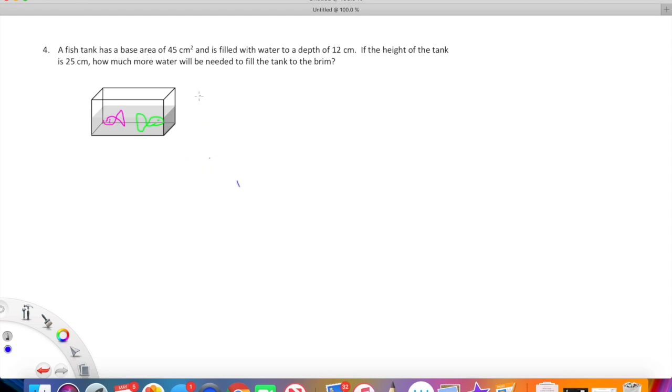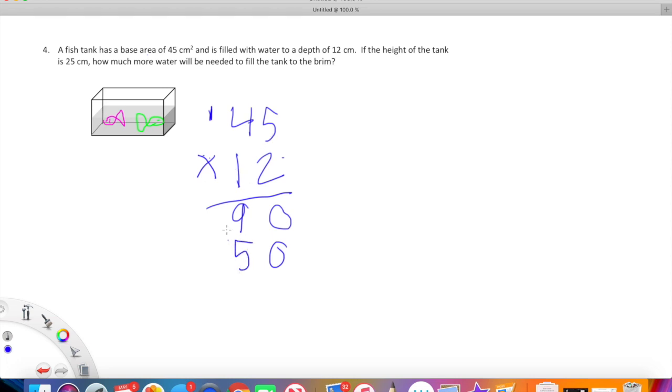Okay, so we know that the base area is 45 square centimeters, so we do that times the height to find out the volume of the water. So 45 times 12. 5 times 2 is 10, 0 here, 1 up here. Then 2 times 4 is 8, plus 1 is 9. Then this isn't a 1, it's a 10, so we add a 0 here. 1 times 5 is 5, and 1 times 4 is 4. Now we add them up together.